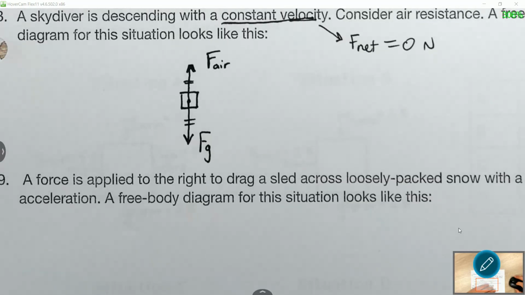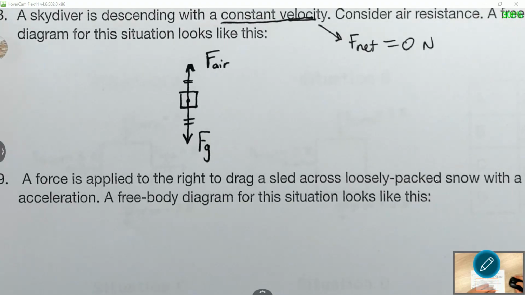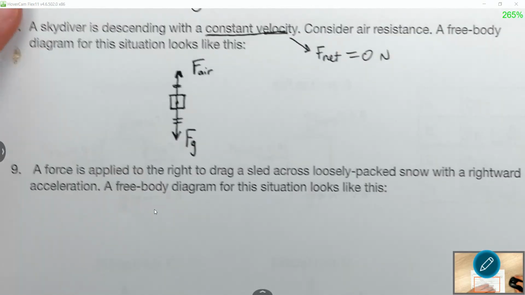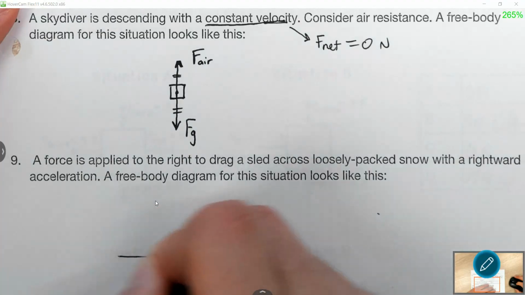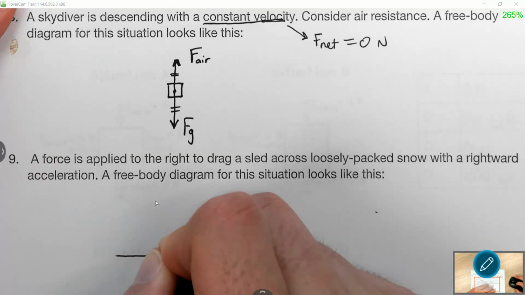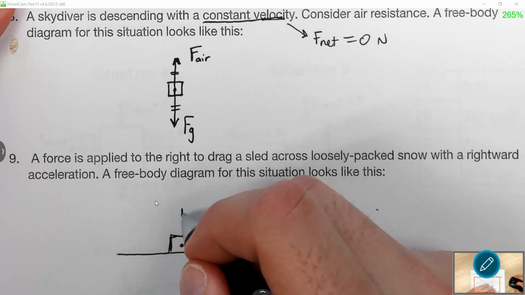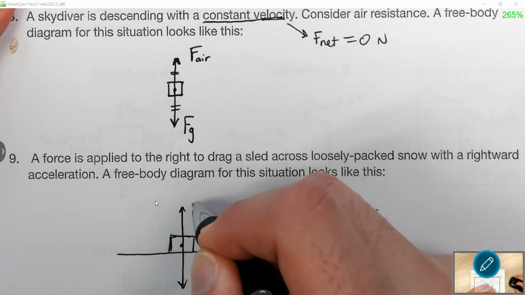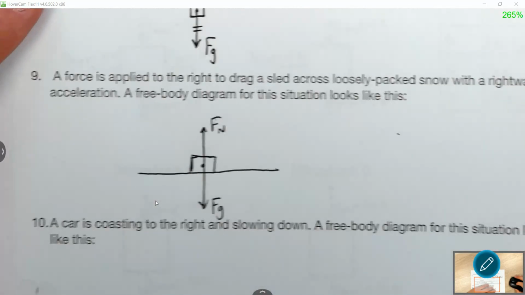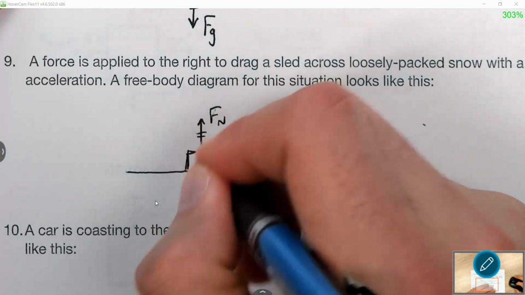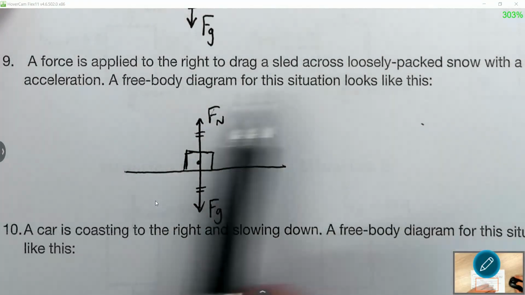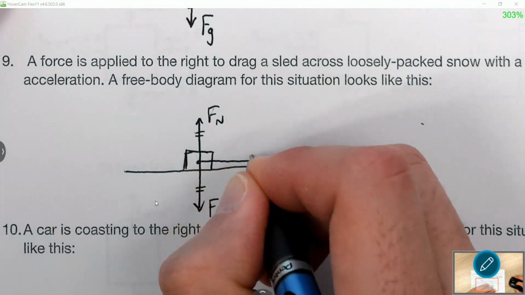Number 9, a force is applied to the right to drag a sled across some snow with a rightward acceleration. So this is going to be just like number 6. All right, we are on a flat surface. Acceleration is to the right, which means our net force needs to be to the right. Since we're on a flat surface, we have Fg and we have Fn. They're going to be equal. Again, rightward acceleration, so we have an applied force to the right.